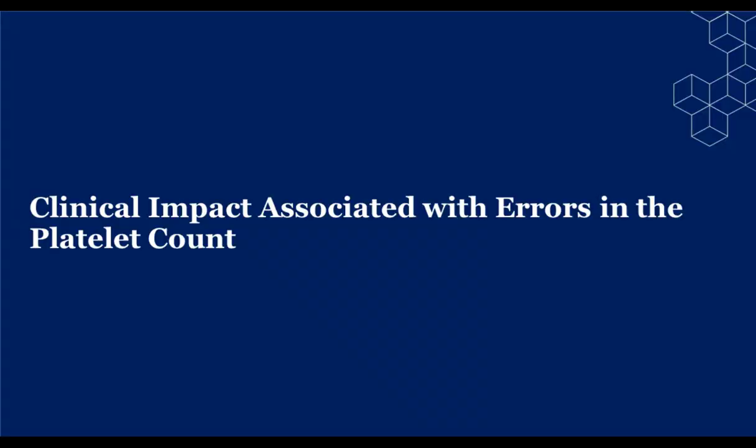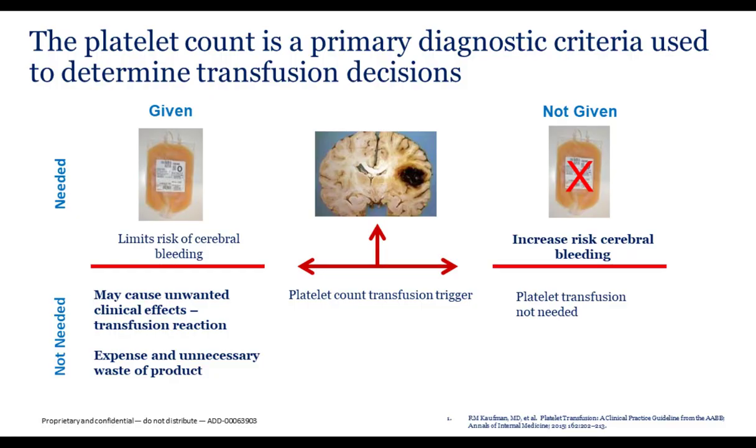So what can be the clinical impact associated with errors in the platelet count? Most important is when the transfusion decision is to be determined, whether to give platelets or not to give platelets. And one of the key provisions here is the platelet count transfusion trigger level. Generally, most laboratories and clinicians will look at a level of about 10,000.